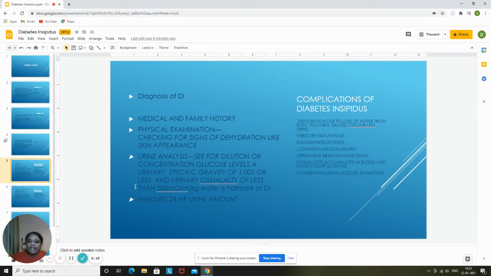Okay. Now diagnosis of diabetes insipidus, this could be by medical and family history. You're going to take medical and family history details. Is any other member in your house having this problem? So the patient might have dry mouth also. Okay. Physical examination, checking for signs of dehydration like skin appearance. Next is urine analysis. See for dilution or concentration.